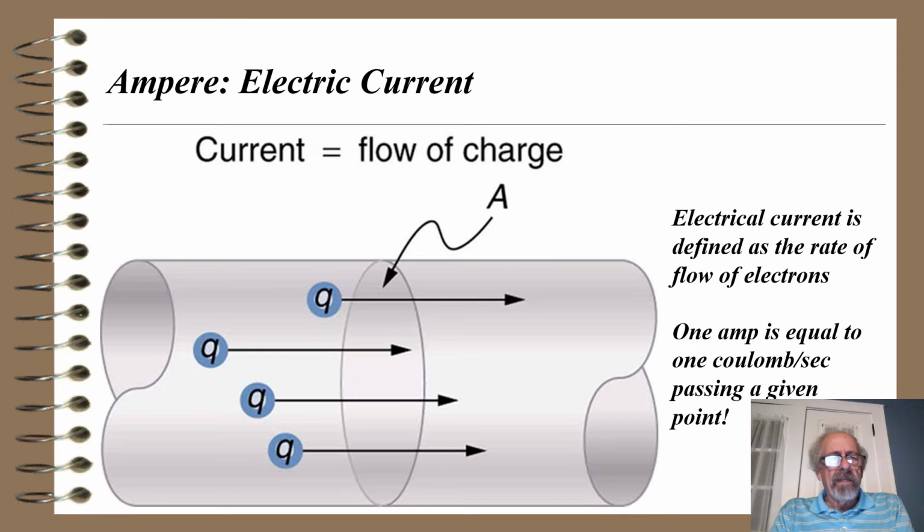Switching gears a little bit, let's take a look at the ampere, which is a basic unit of electric current. So here we see a wire, and we see these little Q's, which are electrons or charge. So electric current is defined as a rate of flow of electrons. 1 amp is equal to 1 coulomb per second passing a given point. That point is that area, this round area labeled A in the diagram.